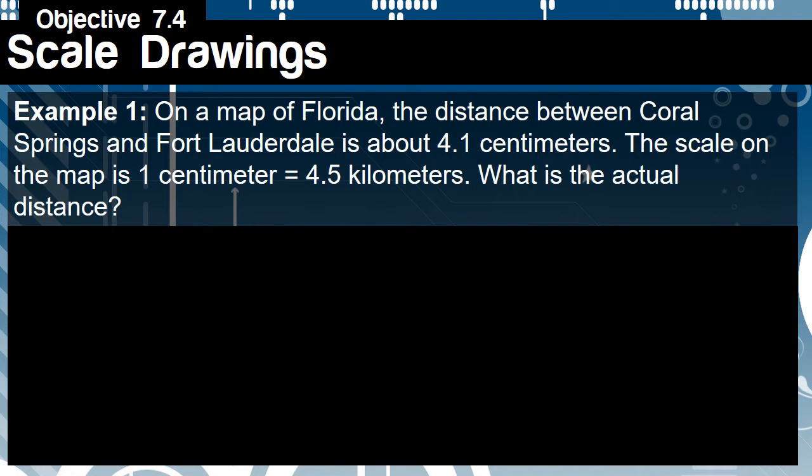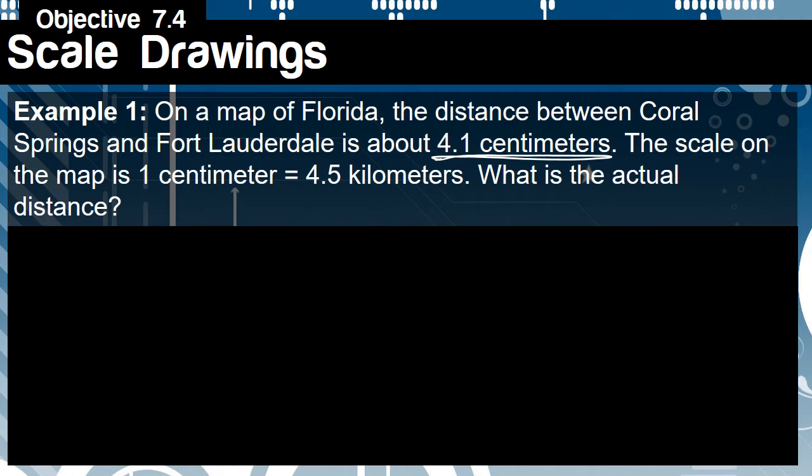So here we have example number 1. On the map of Florida, the distance between Coral Springs and Fort Lauderdale is about 4.1 centimeters. The scale on the map is 1 centimeter is equal to 4.5 kilometers. What's the actual distance? We know that in real life, it's not really 4.1 centimeters between Coral Springs and Fort Lauderdale. This is the measurement on the map.